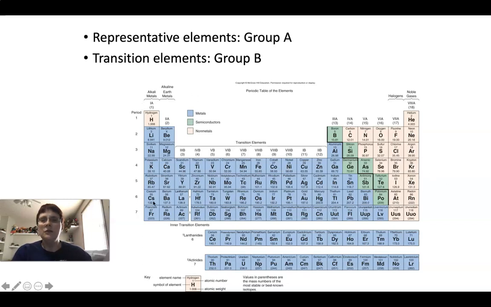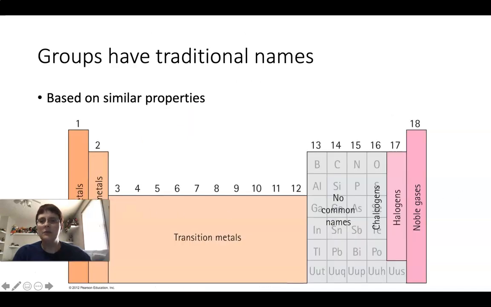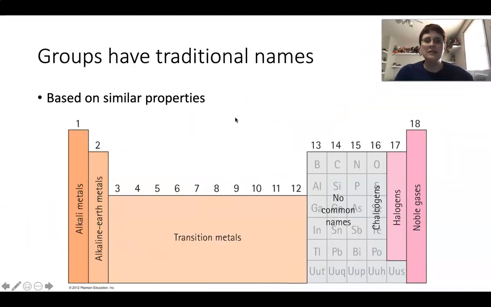These groups or families have traditional names. We'll be going through these, but just so you can see how they're laid out: group 1, alkali metals, group 2, alkaline earth metals, then the section in the middle of the transition metals for the B group. These over here, 13, 14, 15, don't have common names for their groups. They've just never been given common names.